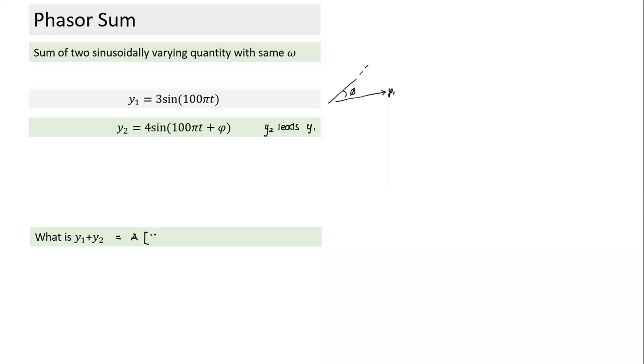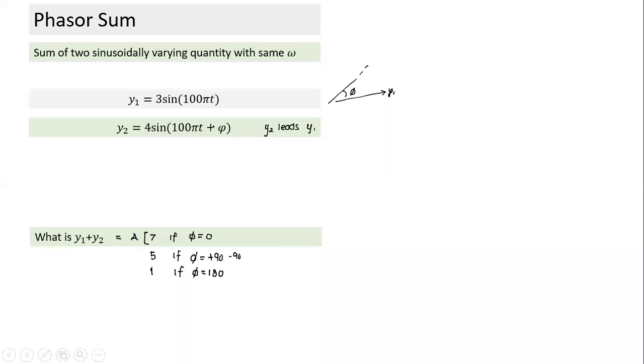It would be 7 if phi is equal to 0. It means both are in the same phase. It would be 5 if phi is equal to either plus 90 or minus 90. And the amplitude would be 1 if phi is equal to 180. So the resultant quantity will have the same value of omega, but the amplitude depends on the phase difference.